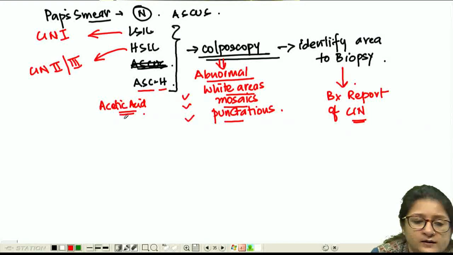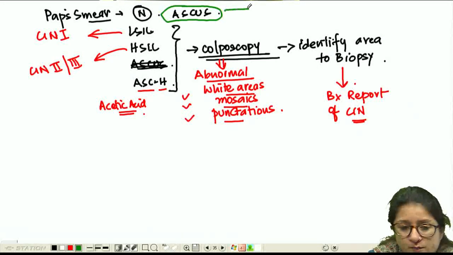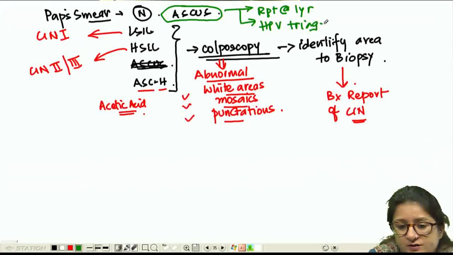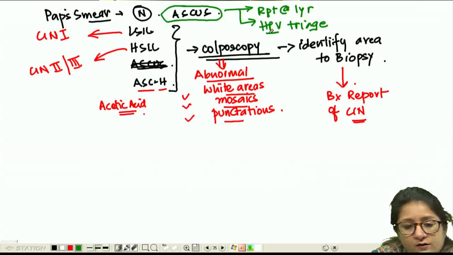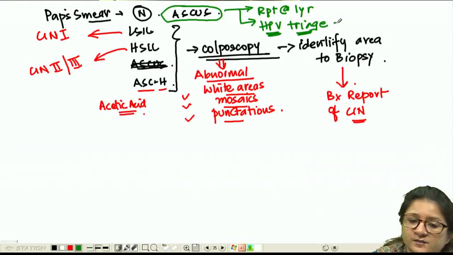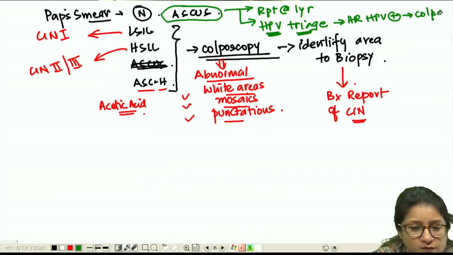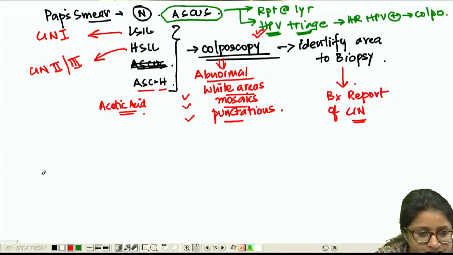ASC-H also means we cannot exclude high grade. Remember, whenever the cytology is ASCUS, there are 2 options available. We can repeat after 1 year, or we can do HPV triage. So these are 2 options, but there is no direct colposcopy. We either repeat the test after 1 year, or we do an HPV triage. If high risk HPV comes positive, then we go for a colposcopy. So with ASCUS it is a little bit different. What is better? Doing HPV triage is better.